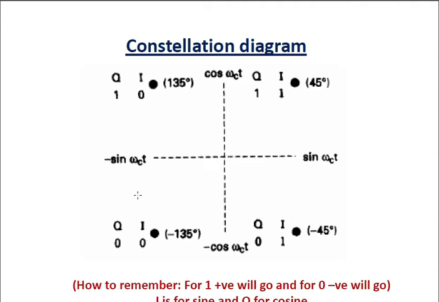So in the constellation diagram we have seen that this is the 45 degree for logic 1 1, here is the 135 degree if the logic is 1 0, and for 0 0 it is minus 135 degree, the combination of Q and I being logic 0 0, and 0 1 is represented by minus 45 degree. So how do we remember? For positive we go one way and for negative the other. I is for sine and Q is for cosine.